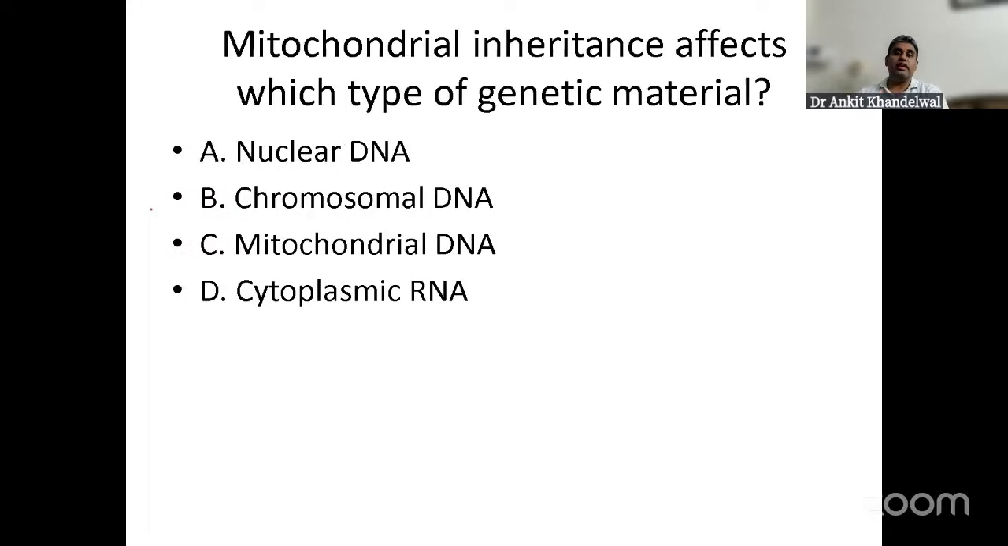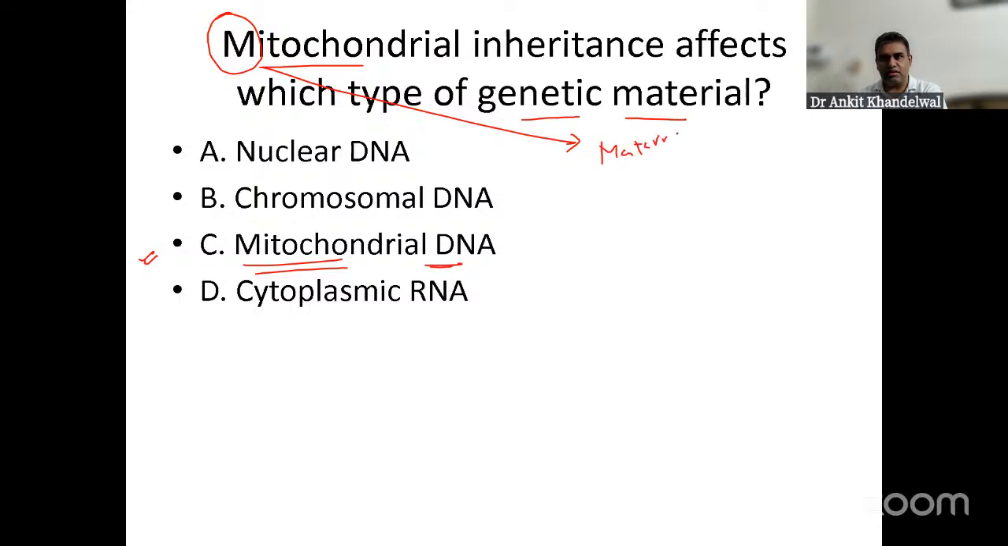Now, mitochondrial inheritance affects which type of genetic material? Options: nuclear DNA, chromosomal DNA, mitochondrial DNA, or cytoplasmic RNA. So, think about it. The answer is straightforward: mitochondrial DNA. M for mitochondrial, and M for mother or father? For mother. So M for mother or maternal. That is also very important, mainly transmitted through the mother.